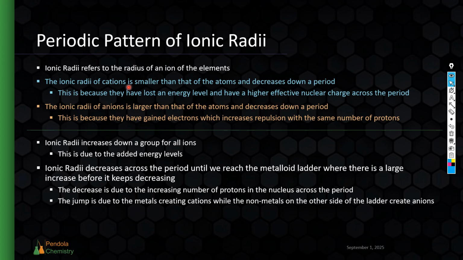So the ionic radius of a cation is smaller. Let's dissect that part first. Let's put this in yellow. The ionic radius of a cation is smaller than that of the atom that it came from. What this essentially means is that sodium plus is going to be smaller than sodium atoms that are neutral. And this is because we have usually lost energy levels, especially when we're talking about representative elements, and they have a higher effective nuclear charge because of that.